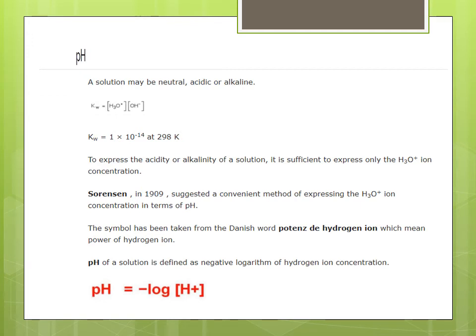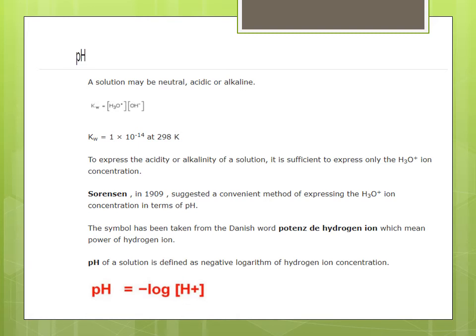Now, coming to the concept of pH. A solution may be neutral, acidic or alkaline. As Kw is equal to molar concentration of H₃O⁺ times molar concentration of OH⁻, Kw is equal to 1 × 10⁻¹⁴ at 298 Kelvin. To express the acidity or alkalinity of a solution, it is sufficient to express only the H₃O⁺ ion concentration. The symbol has been taken from the Danish word potenz, which means power of hydrogen ion.